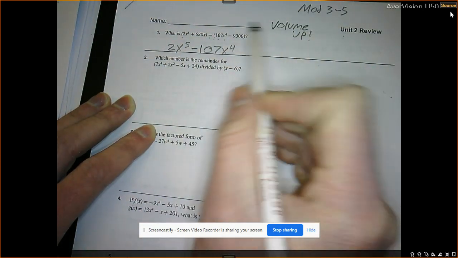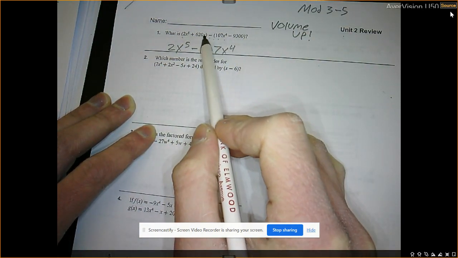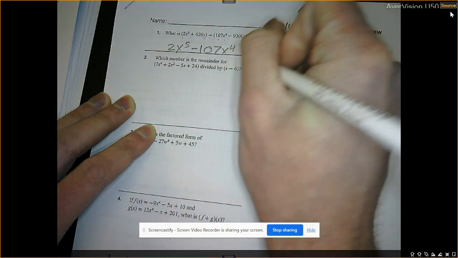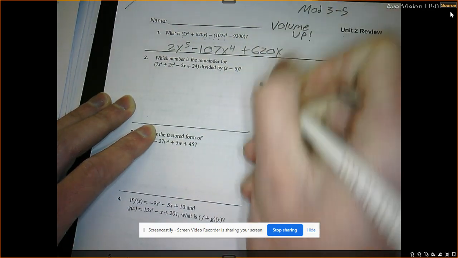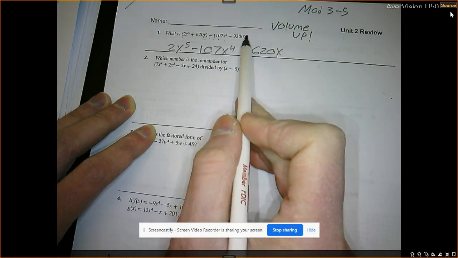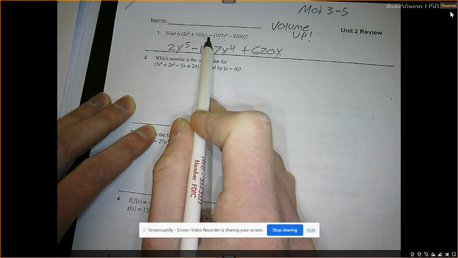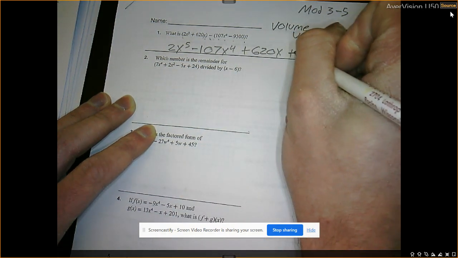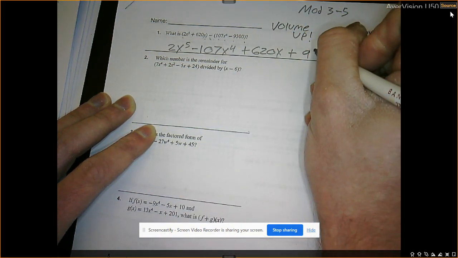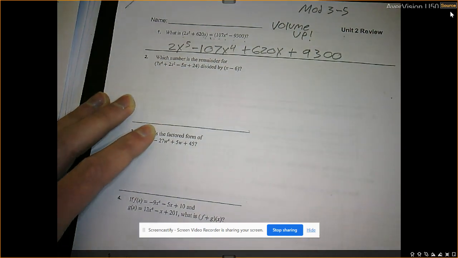Okay, and then we go, okay, no more exponents. There is a single x here, and it's a plus 620x. And lastly, we have this minus 9300 out back, but notice it's a minus a negative 9300. So when you have that minus and negative, it actually turns to a positive 9300.